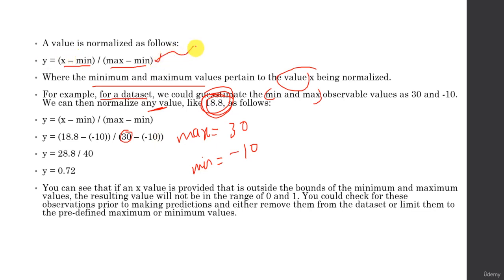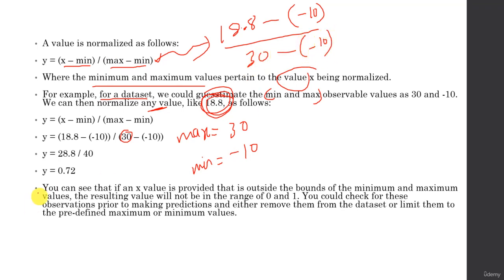So what is the formula? Here is the formula. You take the value that needs to be normalized, in our case 18.8, and subtract the minimum. So what is the minimum here? -10 is the minimum. So -10, subtract it and divide by max minus min. What is max? It is 30, and what is min? Min is -10. Doing this, you will get the value calculated right here, which is 0.72, and you can clearly see it is within the 0 to 1 range. So this way we can normalize our data.